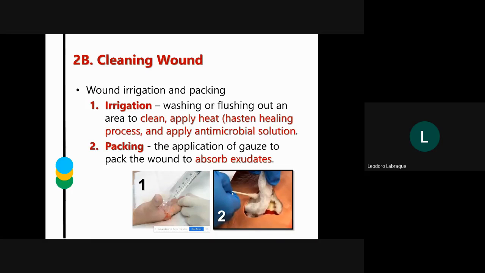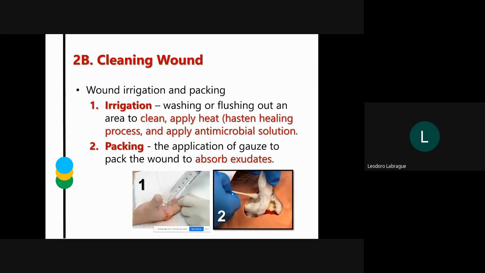That is irrigation. How about packing? Normally, after you irrigate the wound, after you wash or flush the wound, the next thing that the doctor might do, especially for a third stage pressure ulcer, where you can already see the tissue inside, you can already see the muscles and the bones, the doctor will normally apply what? Gauze to pack the wound. And the very purpose why we pack the wound with gauze is to absorb exudates.